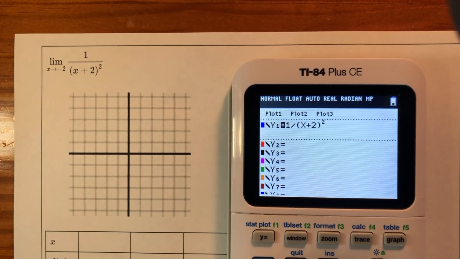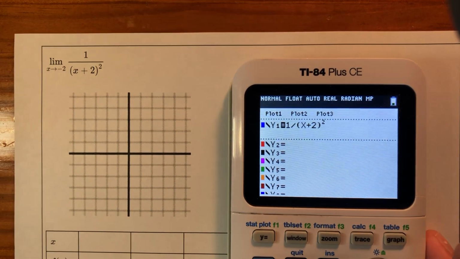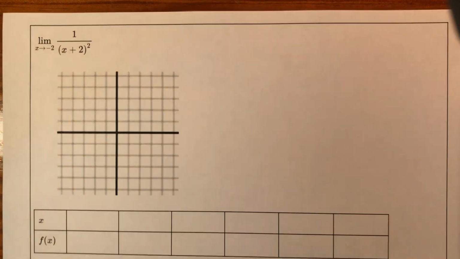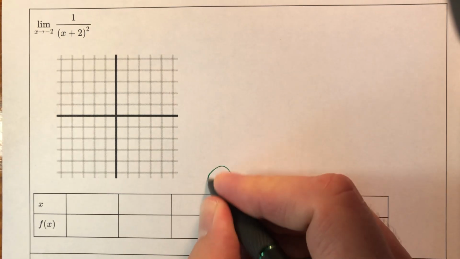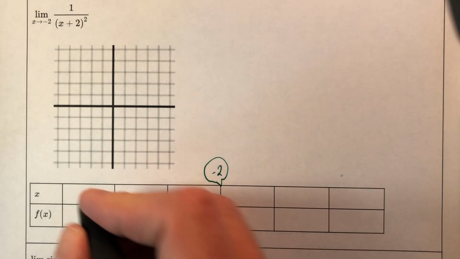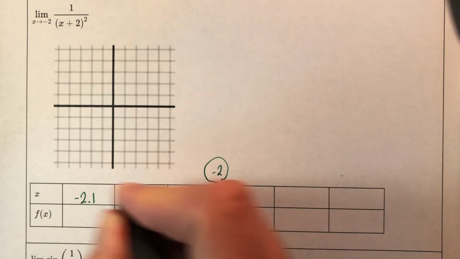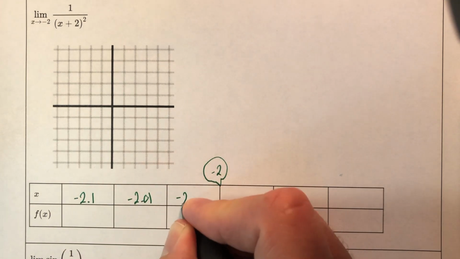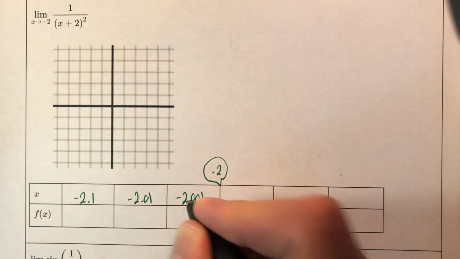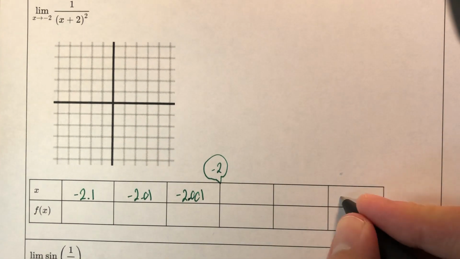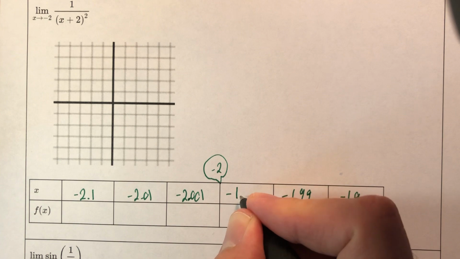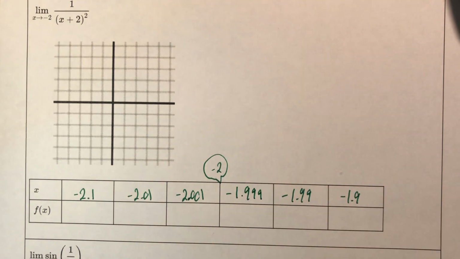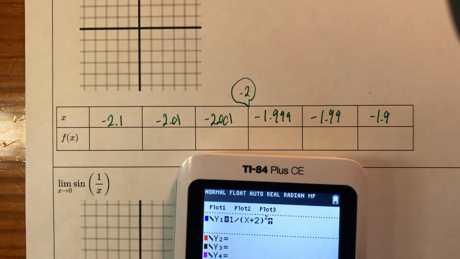I'm going to make a table again. If you're tired of writing the same values over and over and you want to watch, that's totally fine. Although I do recommend that you write something down just so you'll have a reference for it later. But obviously I'm looking for negative 2, but can't directly use it. So negative 2.1, negative 2.01, negative 2.001. There we go. We're going to have negative 1.9, negative 1.99, negative 1.999. And we will see what happens at the table.